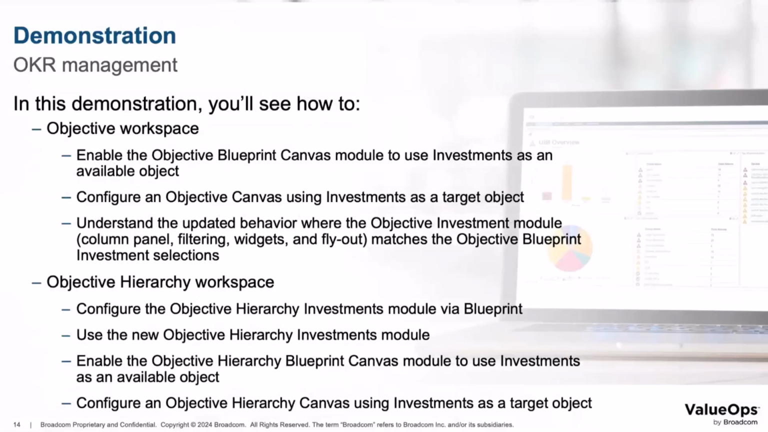And then we'll look at the behavior change between the column panel behavior, filtering behavior, if you will, between 16.2.1 and this release 16.2.2, and how the objective blueprint investment selections play through. Then we'll jump into the hierarchy workspace, and we'll go through something similar where we'll look at configuring the investments module there at the hierarchy level. We'll get into the objective hierarchy canvas, and we'll leverage that as well. All right, so let's get on with the demo.